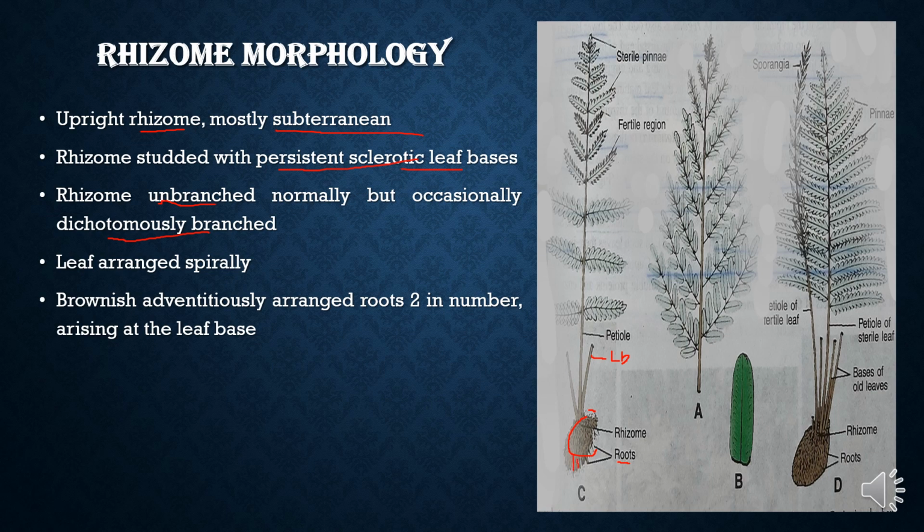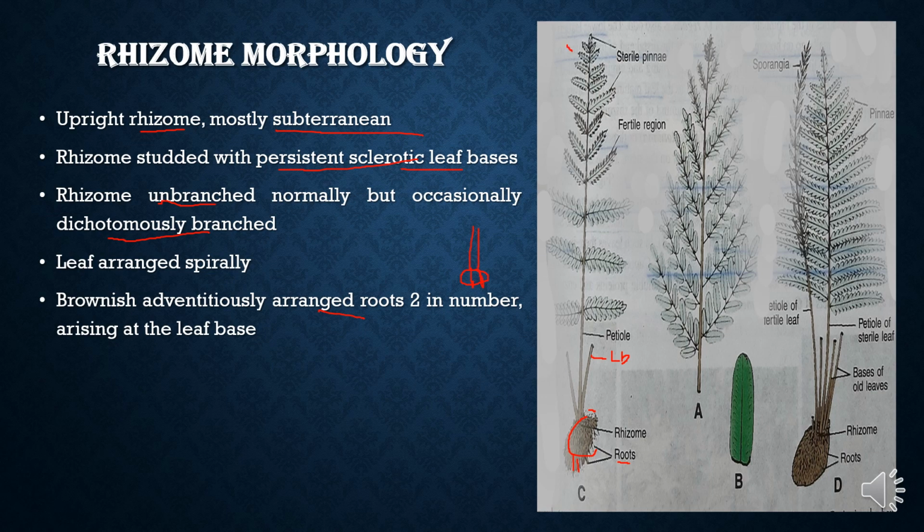adventitious roots. And we know that in ferns the primary root is soon replaced by adventitious roots. Here it is not shown, but usually the roots grow two in number from the base of the leaf. So if this is the leaf base and this is the rhizome, from each leaf base we find that two roots are formed.